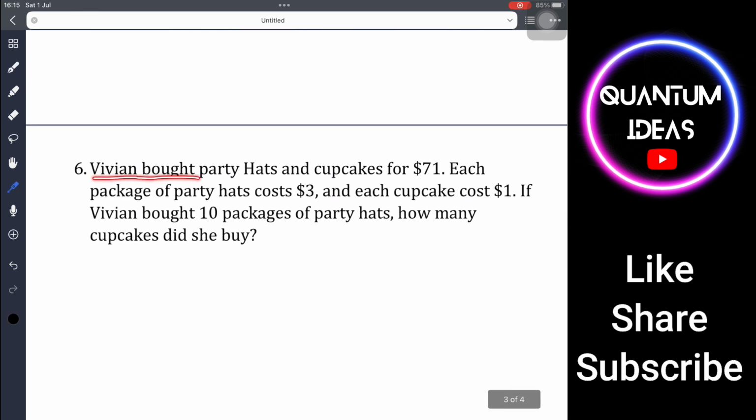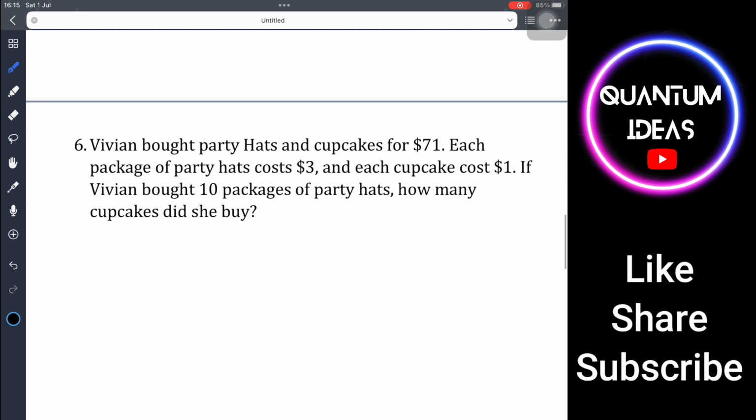Vivian bought party hats and cupcakes for $71. Each package of party hats costs $3 and each cupcake costs $1. If Vivian bought 10 packages of party hats, how many cupcakes did he buy? So we have to make some equations. Let's see the cost: $3 is the cost for each hat, $1 is the cost for each cupcake, and in total he spent $71, right? Total cost.